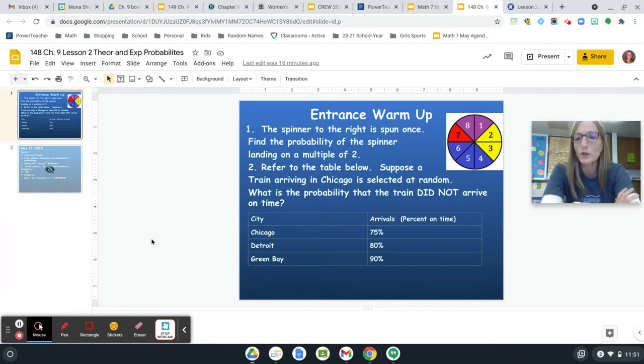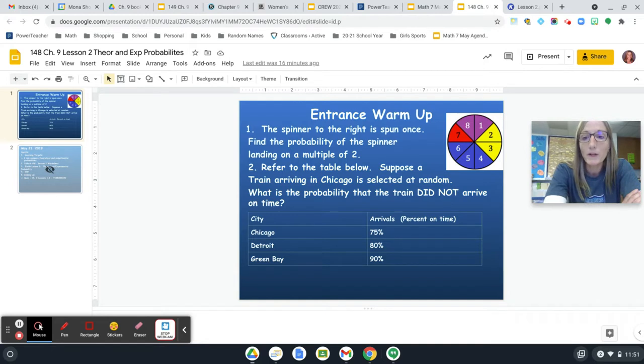Okay. So let's take a look at number 1. Your spinner there on the right has 8 sections to it. And so it's telling you the spinner to the right is spun once. Find the probability of the spinner landing on a multiple of 2. So think about your multiples of 2, right? You're thinking 2, 4, 6, 8, 10, 12, and so on. It can keep going and going and going.